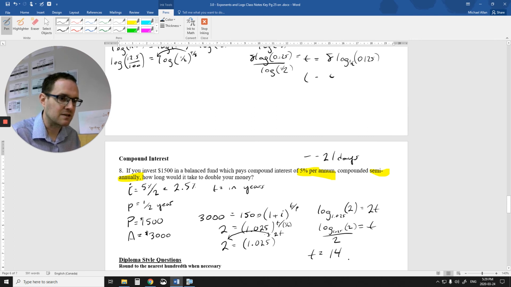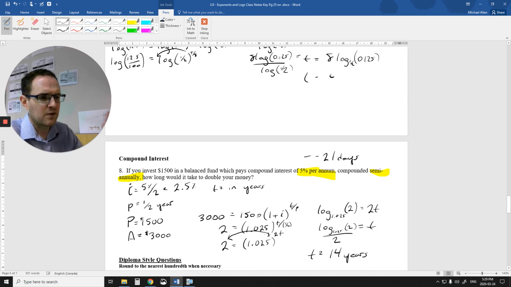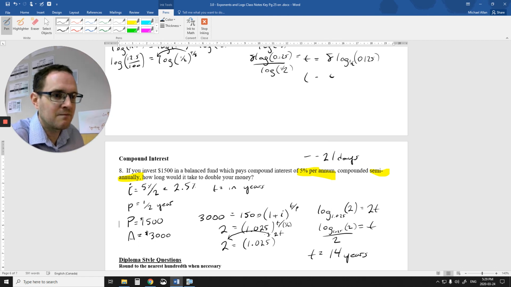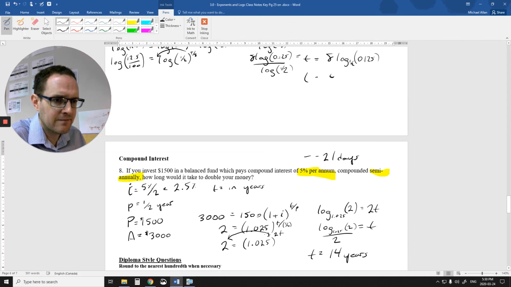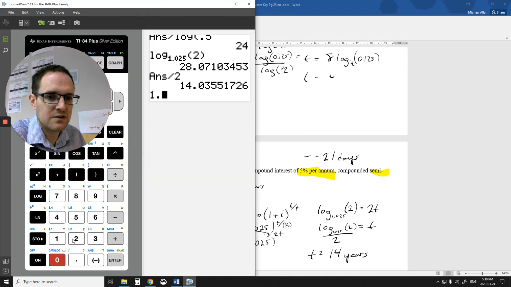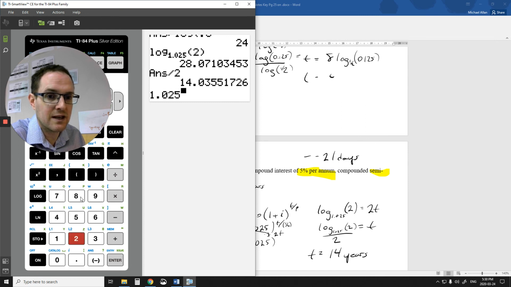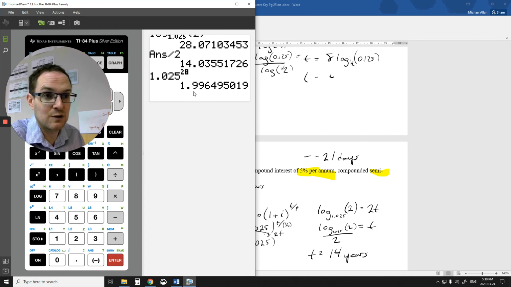Not quite exactly 14 years, but just slightly less than that. You may want to go 14.5 years because it's compounded semi-annually. 14 years is not quite enough. Maybe 14.5 years will guarantee that you have double the money. Let's double check what 14 would actually do for us. If I put 14 in there, that's 1.025 raised to the power of just 28. Not quite double our money, 1.99 times our money. Pretty close to being double.